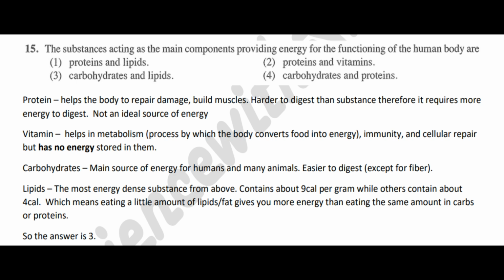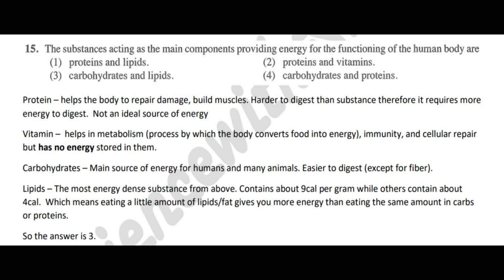Okay, we have to hurry up. The substances acting as the main component providing energy for the function of the human body are lipids and carbohydrates, because lipids have 9 calories per gram and carbohydrates have 4 calories per gram, and carbohydrates are easy to digest, and lipids mean fat, right? It is really calorie dense, like things like nuts or butter. There's a lot of calories in them.